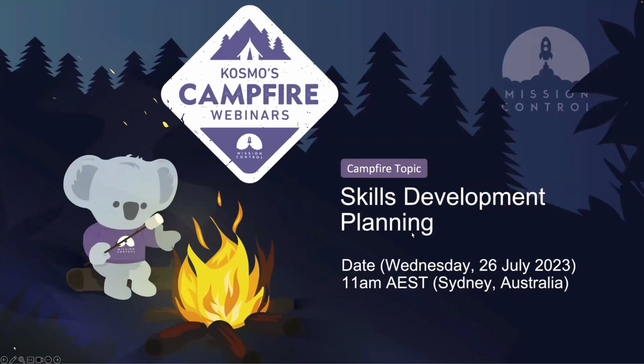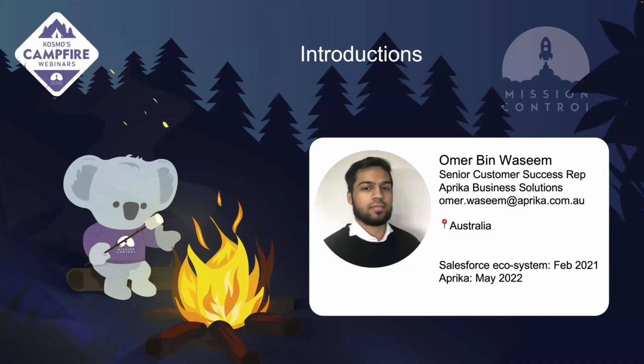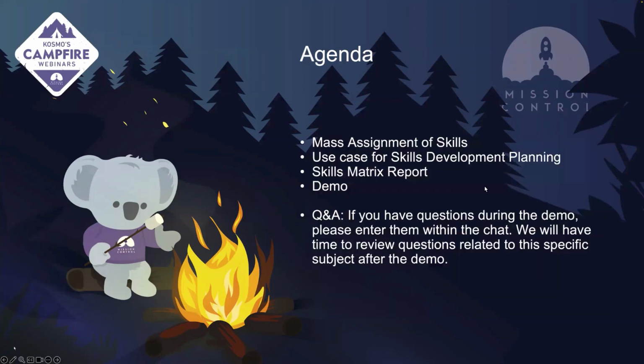So this month's Campfire session is going to be on skills development planning. My name is Omar. I'm the senior customer success rep at Aprika. On today's agenda, we're going to be talking about how you can mass assign skills.